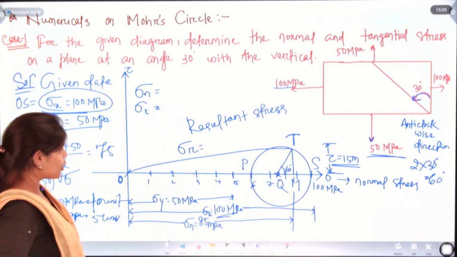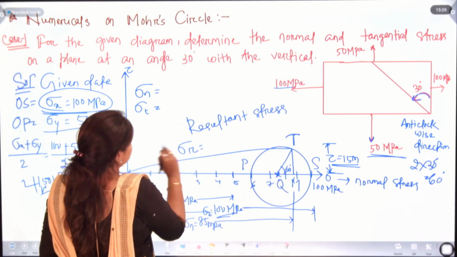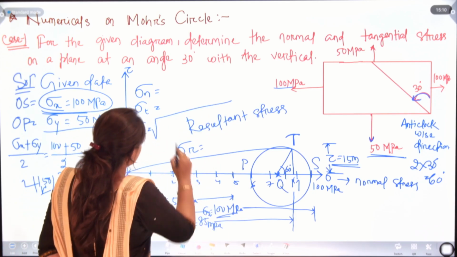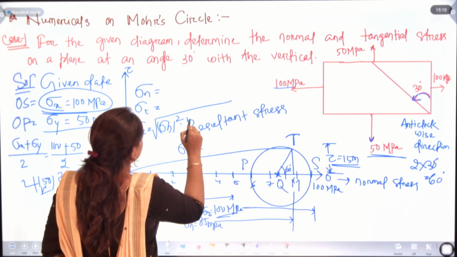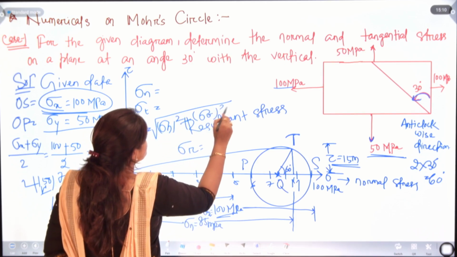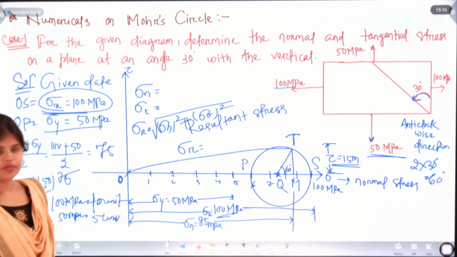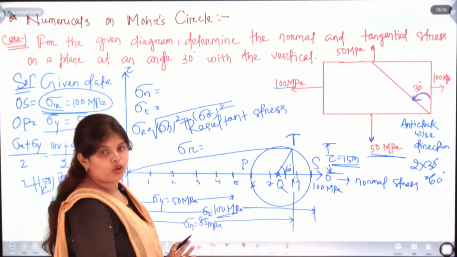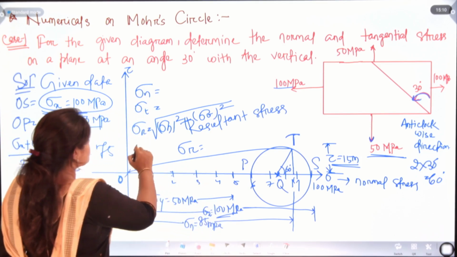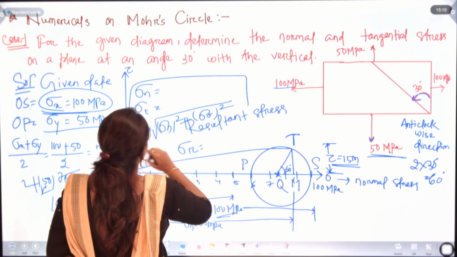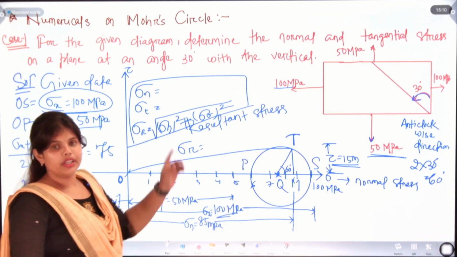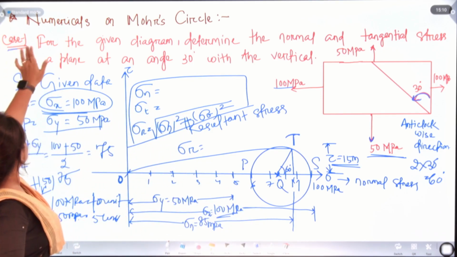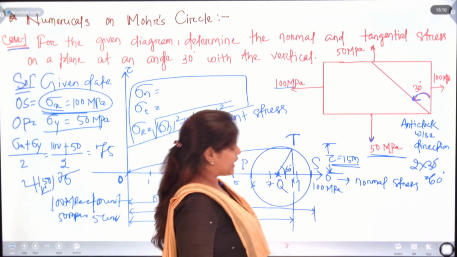Okay, so this resultant stress is nothing but sigma r, which will be root over of sigma n square plus sigma t square. Okay, so in this way, if we solve in the Mohr circle method, we will have the values like this. And we have here what? Sigma n, sigma t and sigma r. So this is the method for case 1. Another thing is our case 2.